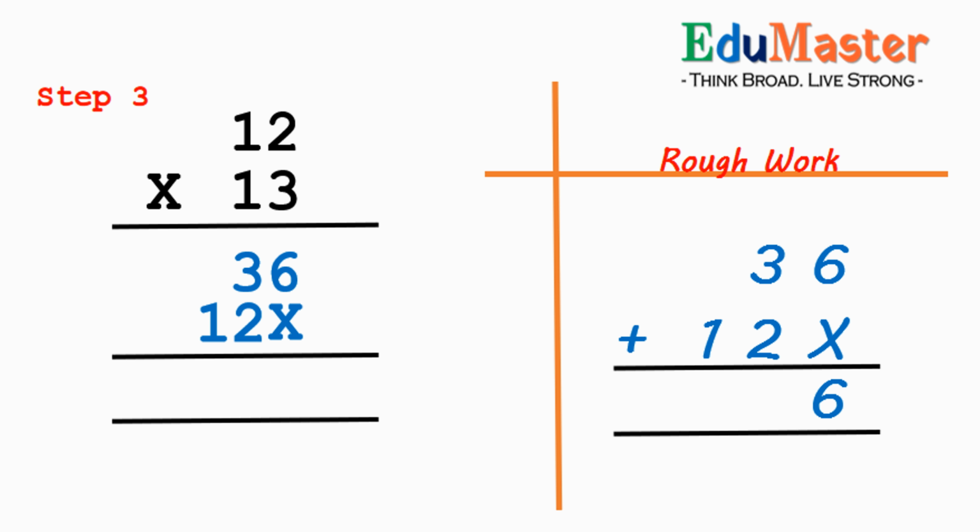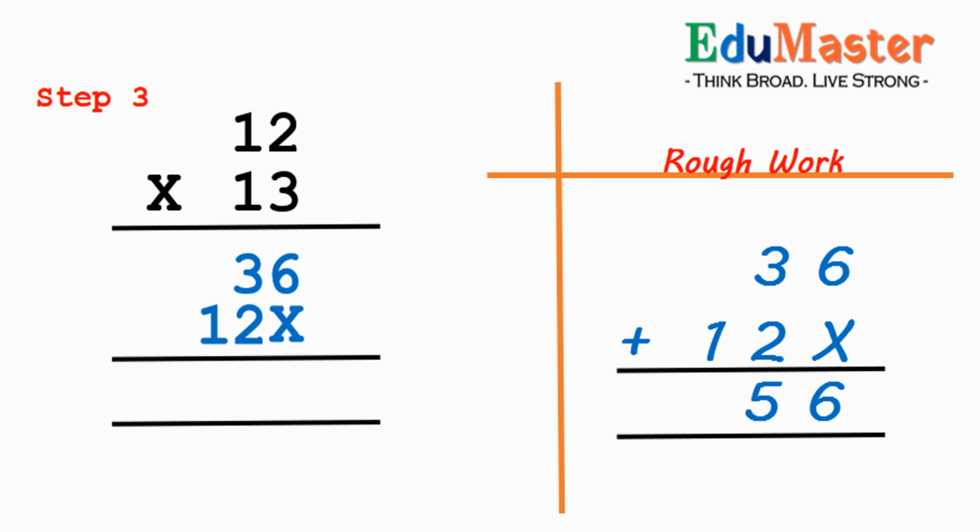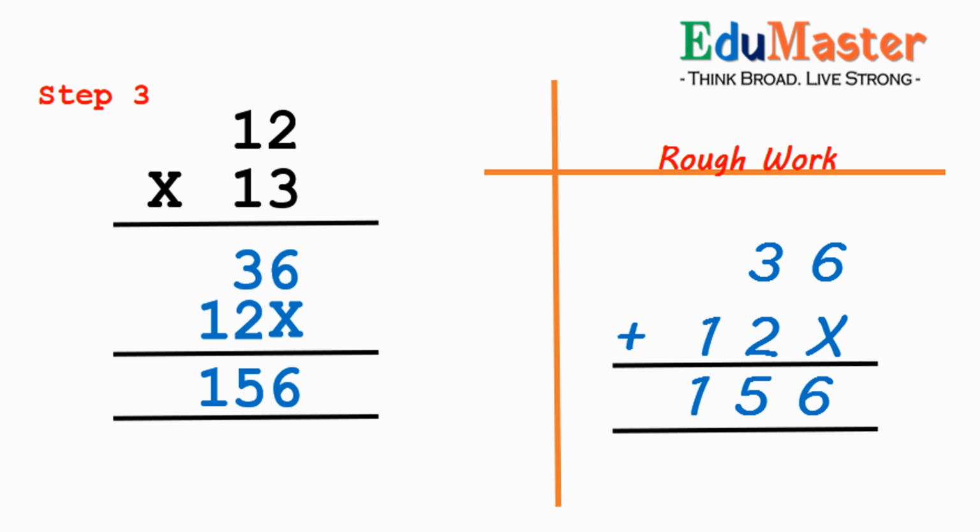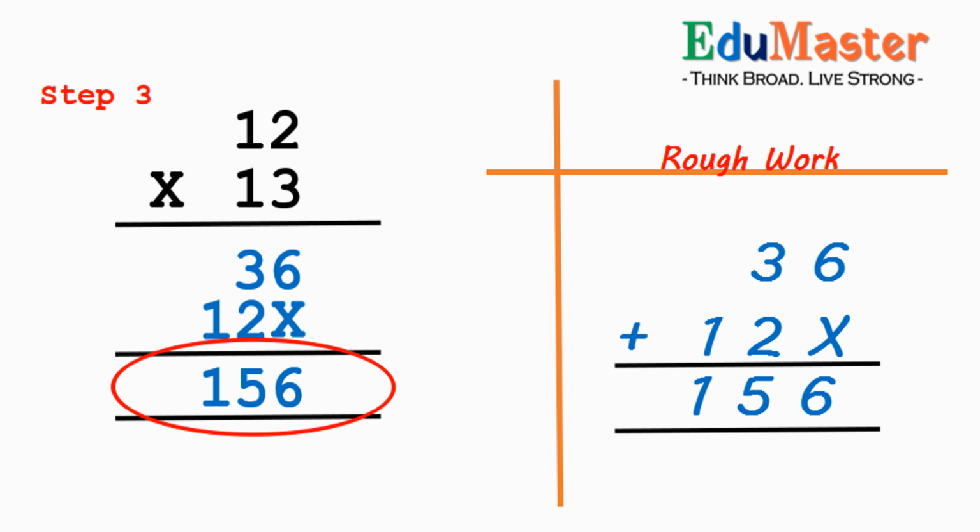Now moving to the next step, we just add both lines. So we add 6 with nothing, that gives us 6. Now add 2 with 3, that gives us 5. And after that write 1 preceding 56. Hence we get 156 as the answer.